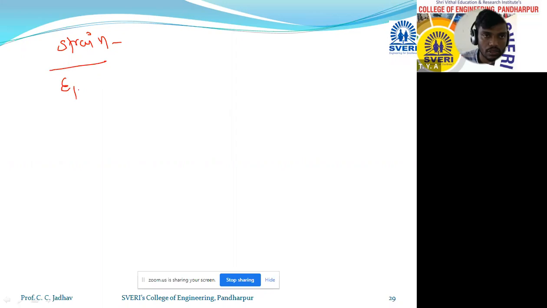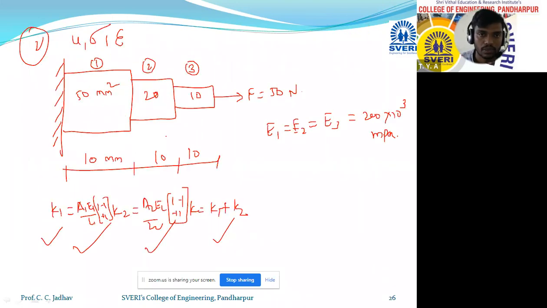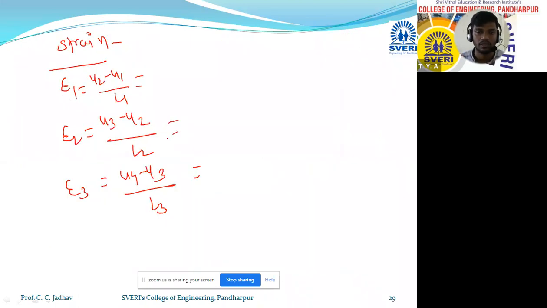First, strain at 1 is U2 minus U1 divided by L1. Then strain at 2 is U3 minus U2 divided by L2. And strain at 3 is U4 minus U3 divided by L3. The length of each element is 10 millimeter. You know the values of U1, U2, U3, U4. Only U1 is equal to 0, the other values have already been told to us. So calculate E1, E2 and E3 and tell me the values.